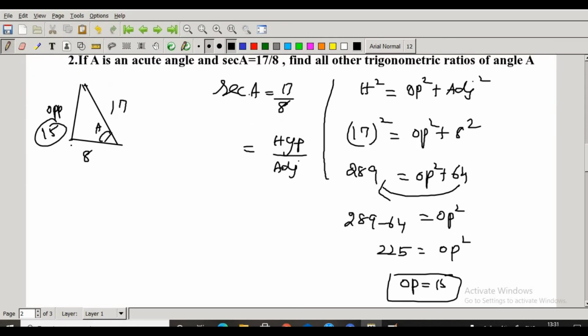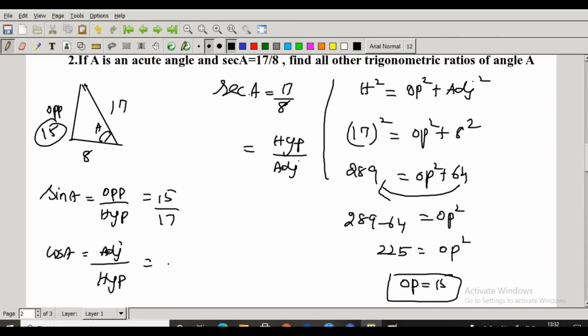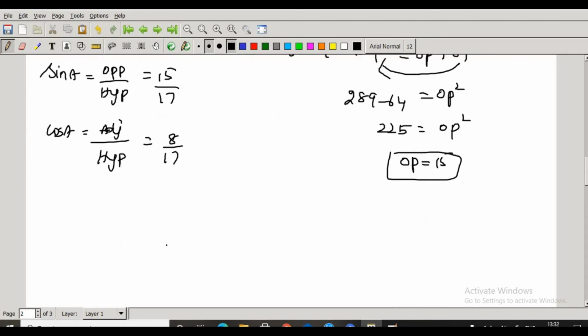Now I'm going to find the trigonometric ratios of this particular triangle. Sin A is equal to opposite by hypotenuse, which is nothing but 15 by 17. Cos A is equal to adjacent by hypotenuse, which is nothing but 8 by 17, and tan A is equal to opposite divided by adjacent, which is 15 by 8.